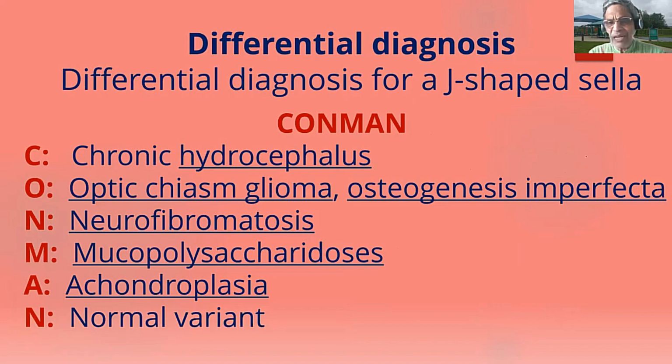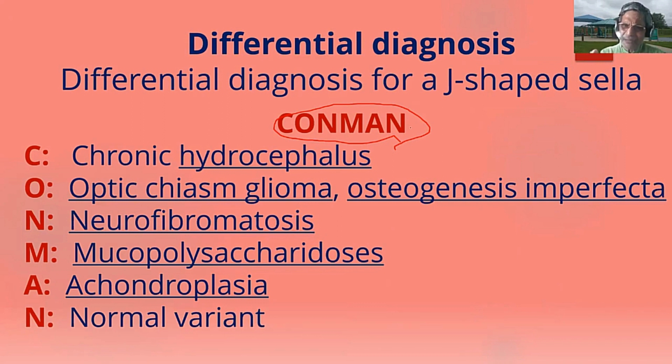Suppose I get a J-shaped sella, what are the various differential diagnoses? This is an exam question. Just remember "CONMAN". What is C? Chronic hydrocephalus. O for optic chiasma glioma.